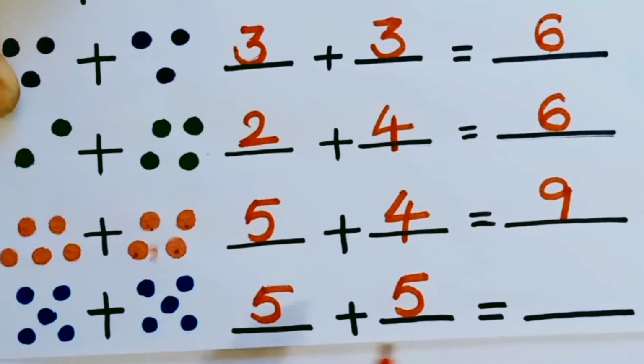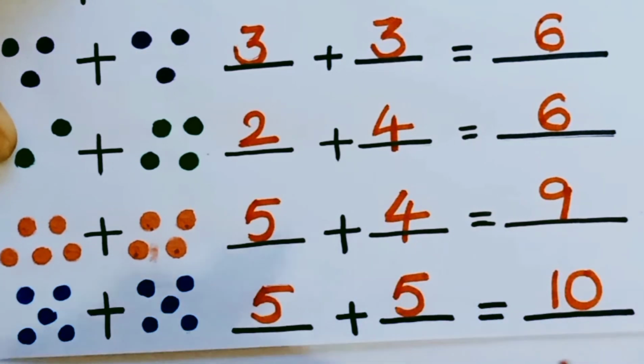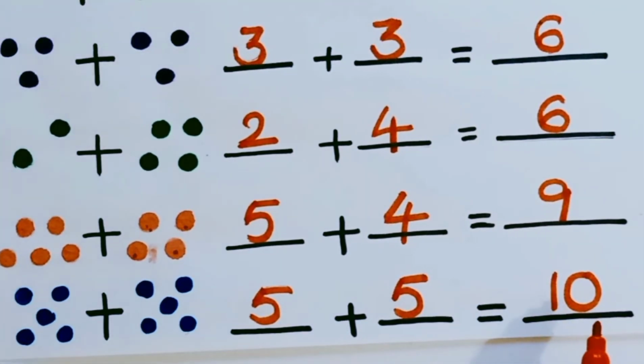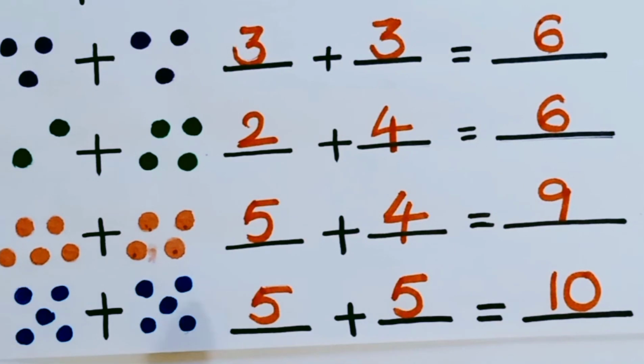So the addition of 5 plus 5 is 10. 5 plus 5 equals 10. The sum of 5 and 5 is 10.